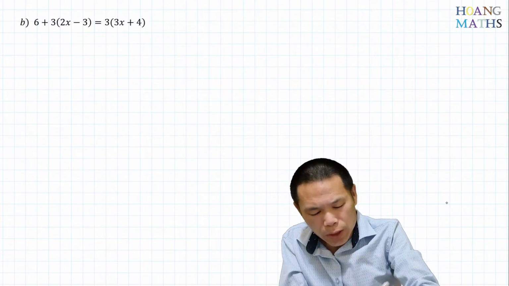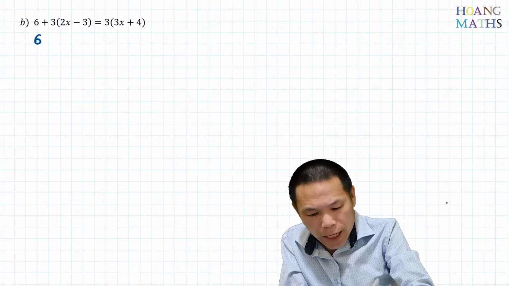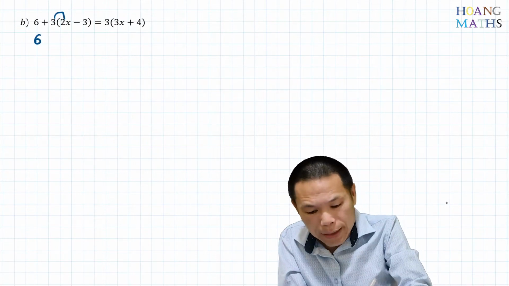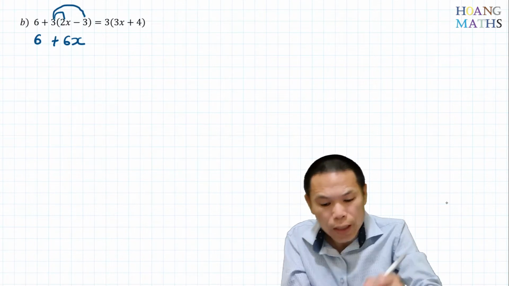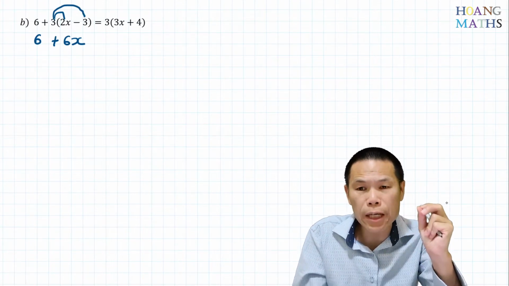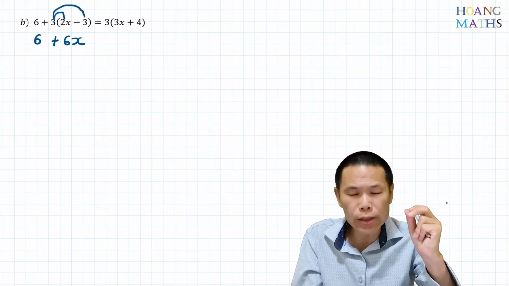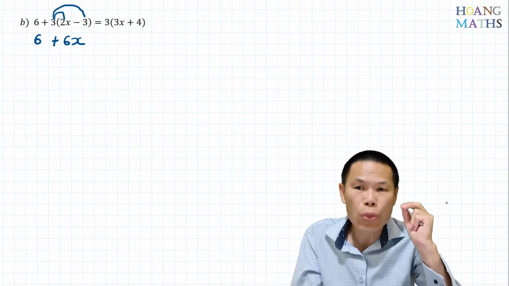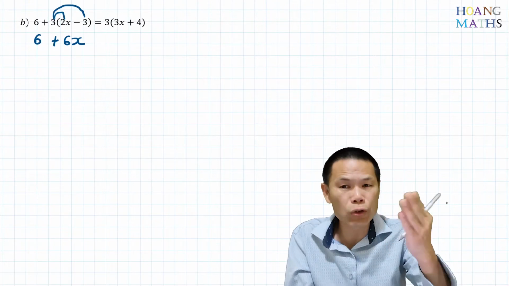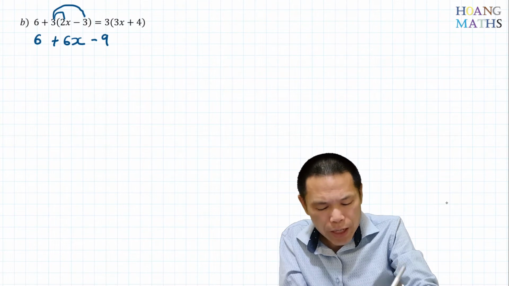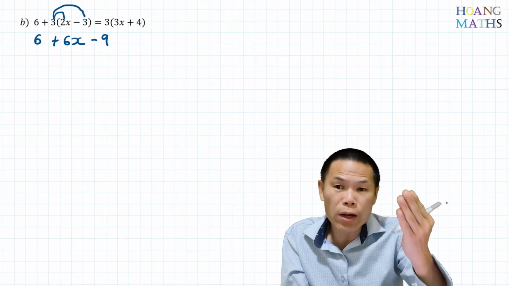So I write the 6 down first. Okay. And we have 3 times 2 is 6, but it's 6x, so that means plus 6x. And we go 3 times negative 3. 3 times negative 3 is negative 9, or minus 9 if you like. Otherwise, you can just use your calculator, go 3 times negative 3, and it should give you negative 9. So that means you minus 9. Just write this down. Now we're done with expanding on the left hand side.